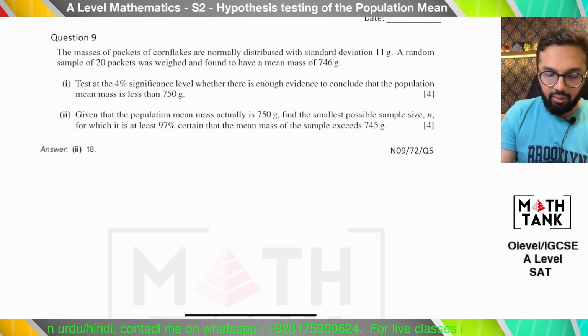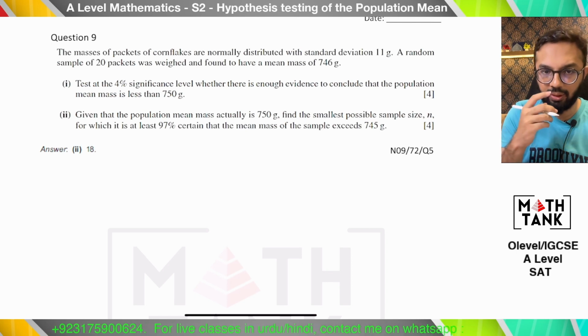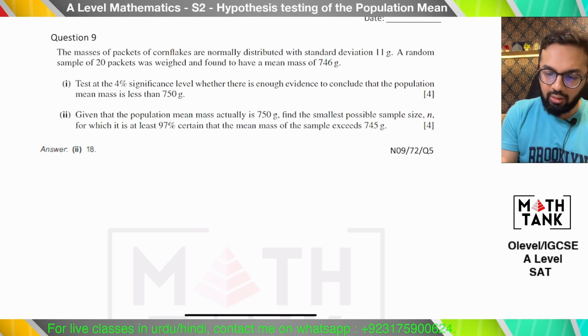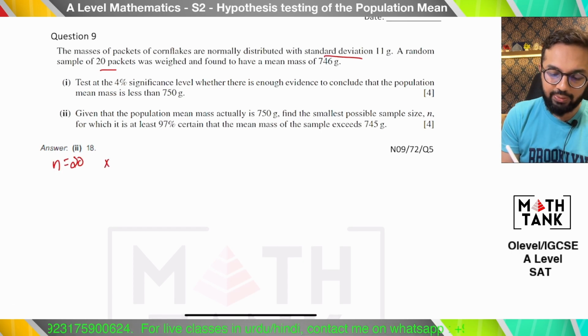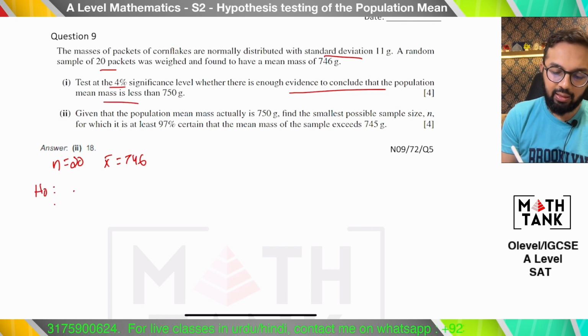Question number 9. The masses of packets of cornflakes are normally distributed with mean and standard deviation 11. A random sample of 20 packets was weighed and found to have a mean mass of 746. Test at the 4% significance level whether there is enough evidence to conclude that the population mean mass is less than 750. The original must have been 750, and I'm testing whether it's less than 750.